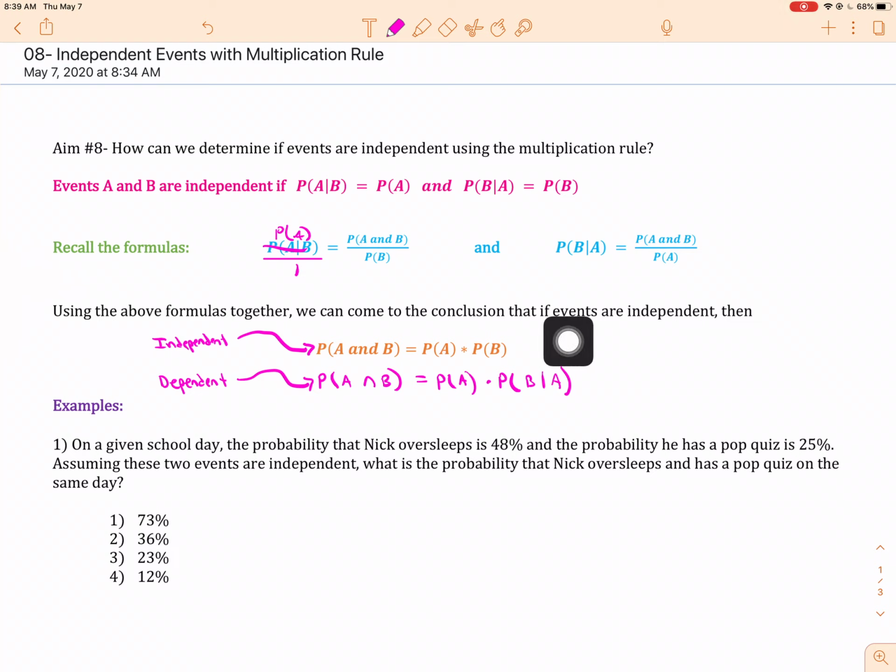We can come to the conclusion that if events are independent, then the probability of A and B happening, the probability of two events both happening, is just the two probabilities multiplied together. If events are dependent, then the probability of A and B is the probability of A times the probability of B given A has happened, because now A happening changes B. This is like the deck of cards. What's the probability of getting two aces in a row? 4 out of 52 times 3 out of 51. What's the probability of getting heads on a coin and a 6 on a die? 1 over 2 times 1 over 6, completely independent, those two events.